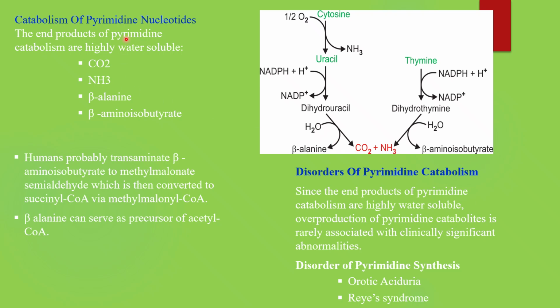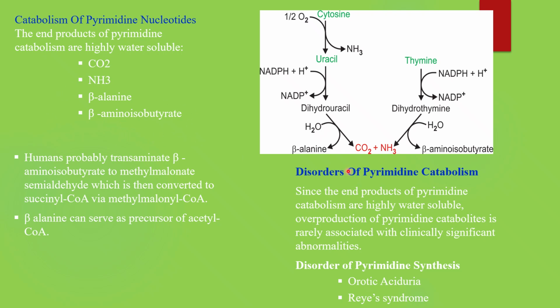Then the catabolism of pyrimidine nucleotides. The end products of pyrimidine nucleotide catabolism are all highly water soluble: carbon dioxide, ammonia, beta-alanine, and beta-aminoisobutyrate. Humans probably transaminate beta-aminoisobutyrate to methylmalonic semialdehyde, which is then converted to succinyl coenzyme A via methylmalonyl coenzyme A, in the presence of vitamin B12. This is an important intermediate of the Krebs cycle. Then beta-alanine can serve as a precursor of acetyl coenzyme A. So both these products are highly useful in the body.